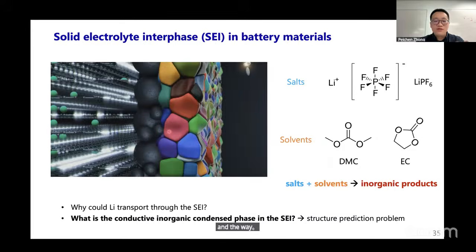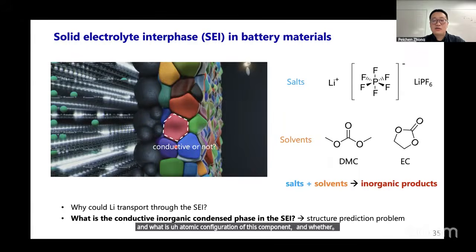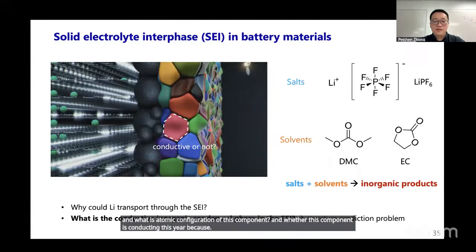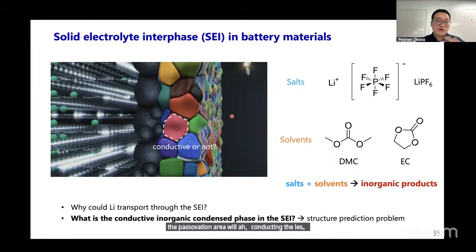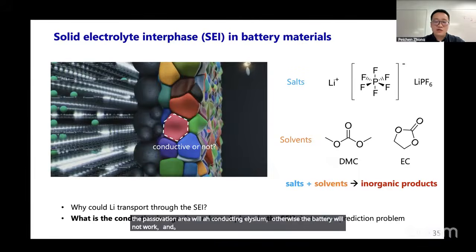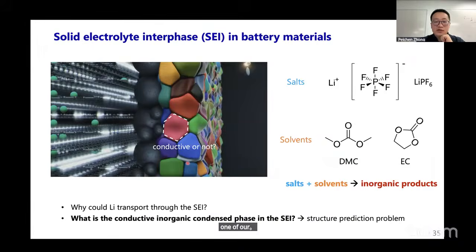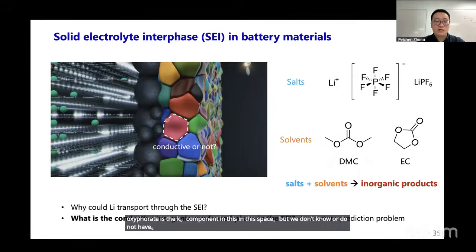And we want to know what is the chemical composition of the component and what is the atomic configuration of this component, and whether this component is conducting lithium. Because the passivation layer needs to conduct the lithium, otherwise the battery will not work. And it should also be electronically insulating to prevent further passivation reactions. One of our hypotheses is that lithium phosphorus oxide fluoride is the key component in this space, but we do not have many prior knowledges of any of the crystal structures in this domain.